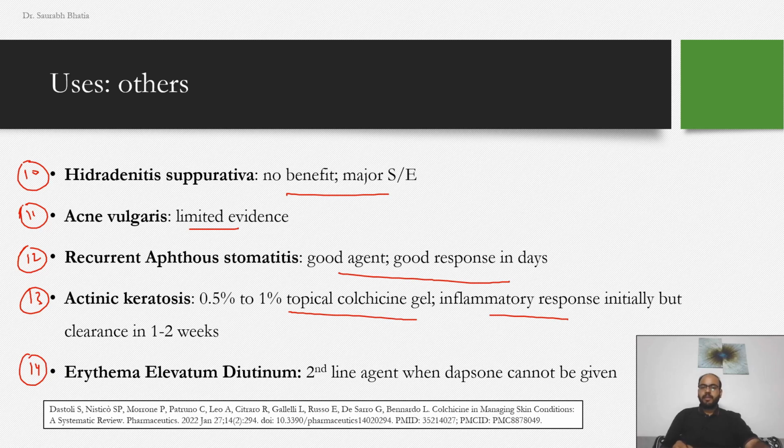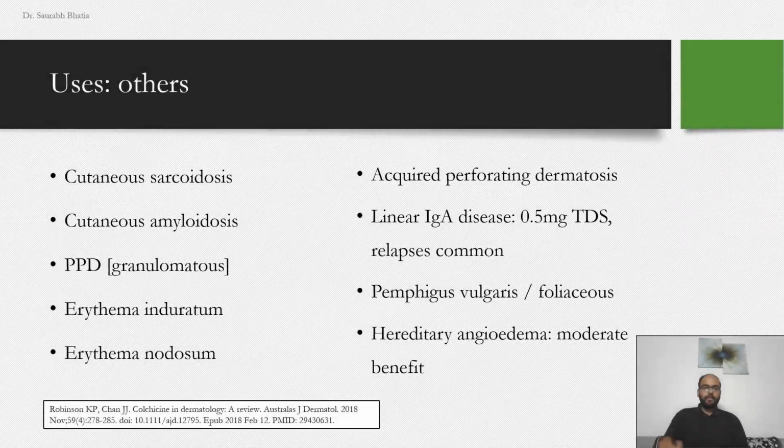Erythema elevatum diutinum, a good second line agent when dapsone cannot be given. Dapsone is a very good drug to be used in EED, but if, let's say, the patient is developing hemolytic anemia or the patient is anemic, you can consider using colchicine in those cohort of cases. Okay. And these are all different diseases, all case reports, only one patient, two patient case reports in which they show good benefit with colchicine as a maintenance agent.